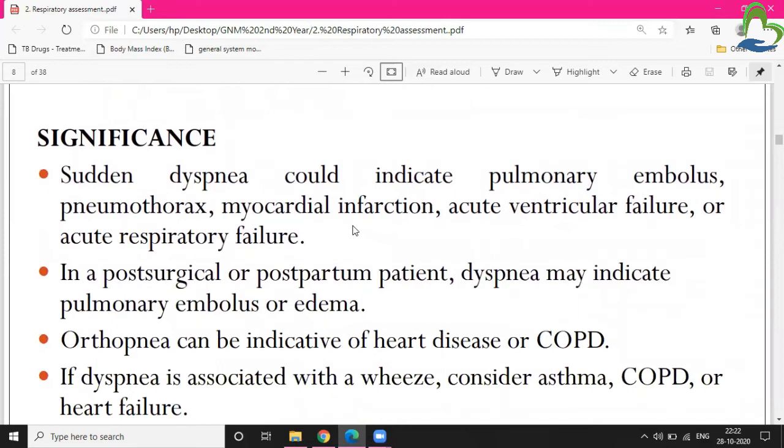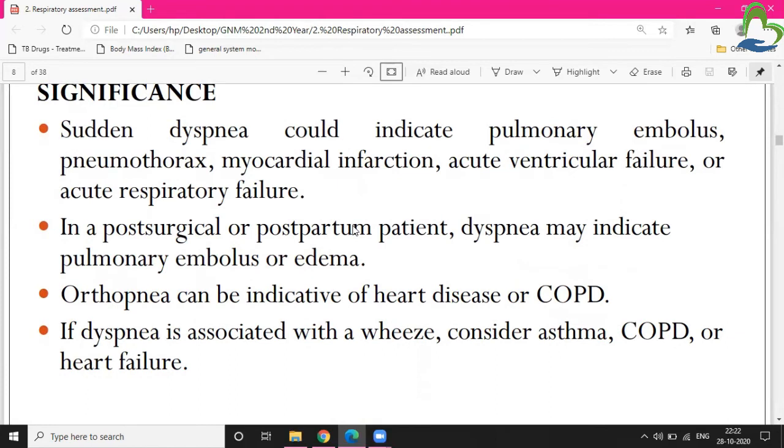And significance: sudden dyspnea could indicate pulmonary embolus, pneumothorax, myocardial infarction, acute ventricular failure, or acute respiratory failure. In a post-surgical or postpartum patient, dyspnea may indicate pulmonary embolus or edema. Orthopnea can be indicative of heart disease or COPD. COPD stands for chronic obstructive pulmonary disease. If dyspnea is associated with wheezing, consider asthma, COPD, or heart failure.